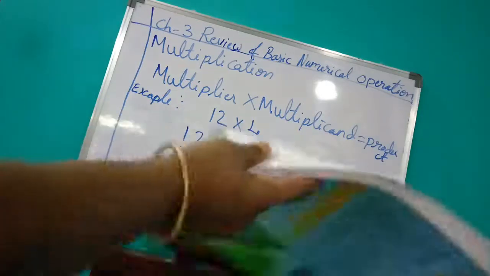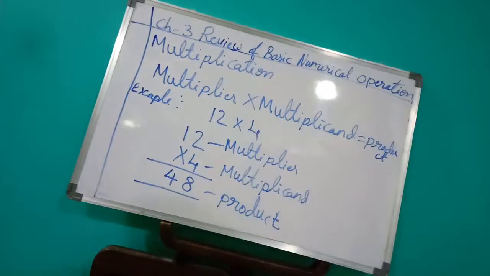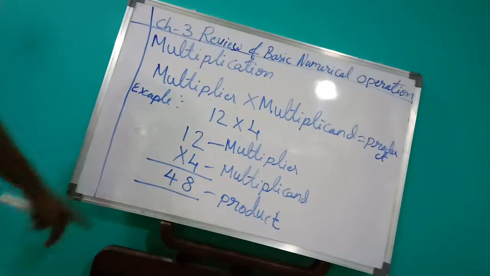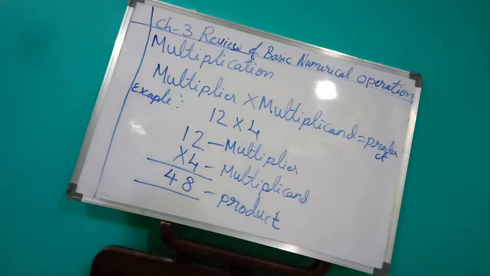This is what we did with one digit numbers. Now next you should learn how to multiply two digit numbers and three digit numbers in multiplication. Okay, children?